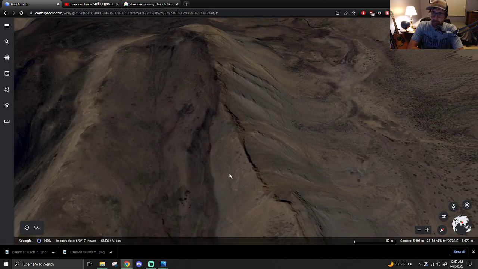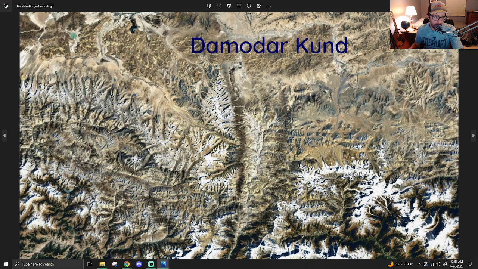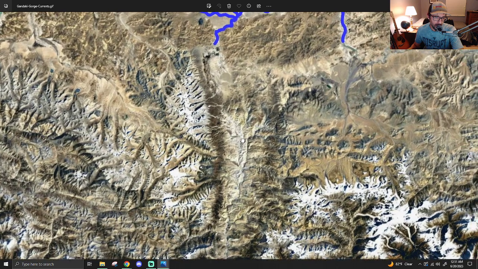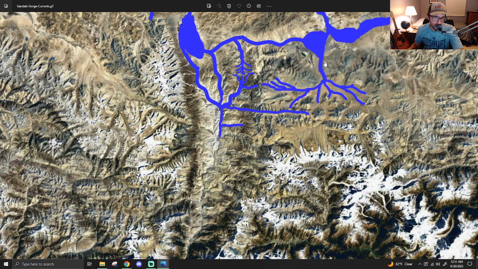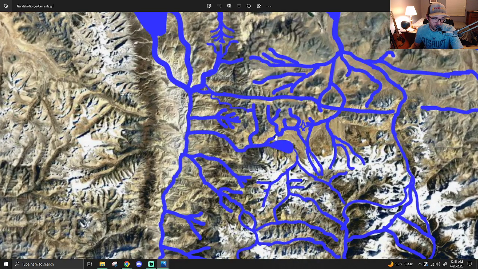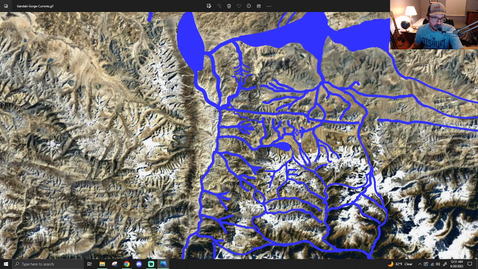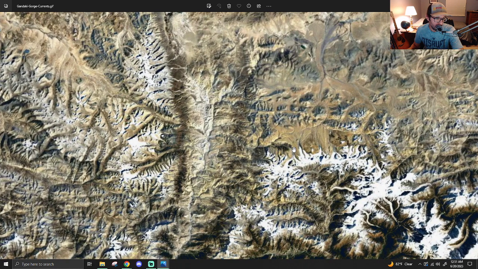It seems like pretty well capable of being in line with the hypothesis of its formation process, where currents came through this way and this way. Came through the Kaligandaki Gorge and through this way, and then it interacted here, and then the Damodar Coon formed here due to this pressure making the water like balloon out in a region where it had to go uphill into resistance, I guess.